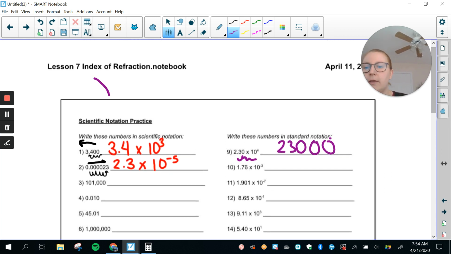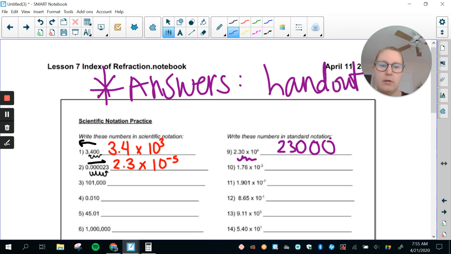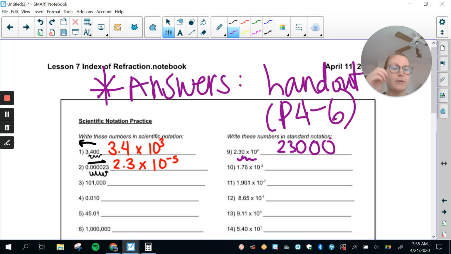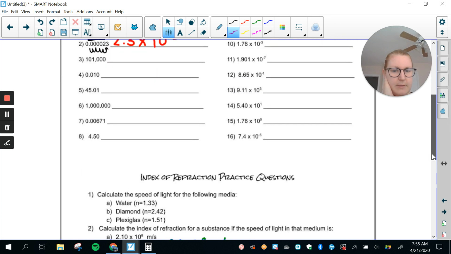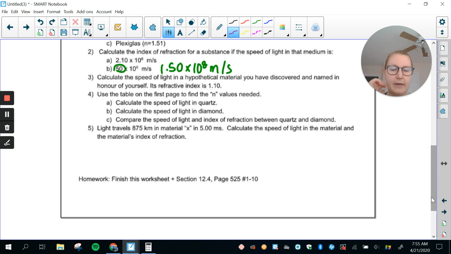I'll make a really quick note here. The answers for this are on the handout, starting on page 4. I think it's page 4 to 6 or something like that. So you guys can check it out there. There's a whole bunch of practice questions below. Same thing, that's found in the handout. Down here, same thing. These answers are all in the handout.